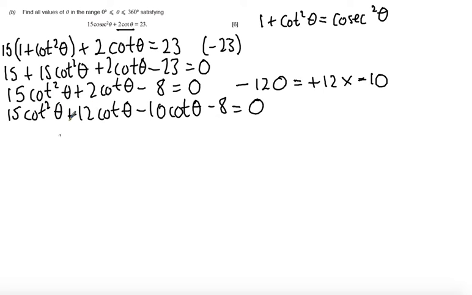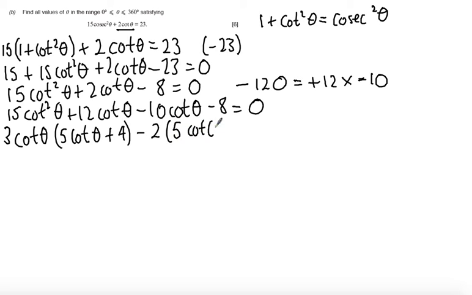Factorize the first pair of terms. I can take out a common factor of 3 cot theta. Inside the bracket that leaves me with 5 cot theta plus 4. And then in the second pair of terms, I can take out a common factor of minus 2. So minus 2 comes outside the bracket. Inside the bracket I get 5 cot theta plus 4, which matches up to my first bracket.